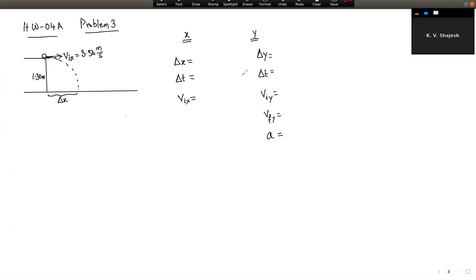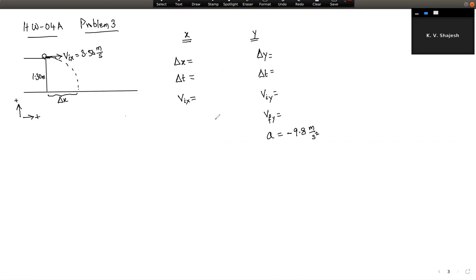In the y direction, it is accelerating downwards. It's a choice whether we choose the positive direction to be up or downward. So let's choose our positive to be in the upward direction, and horizontally, the positive direction is towards the right. So that immediately tells us that a is minus 9.8 meters per second squared, because it's falling under gravity. Why 9.8? We will get to know that later in the semester.